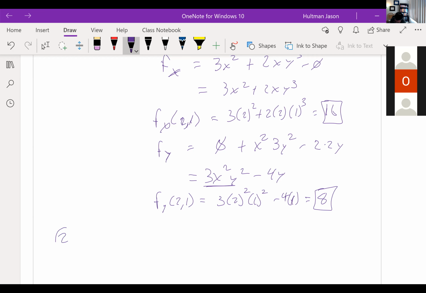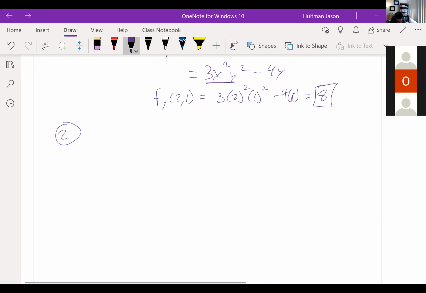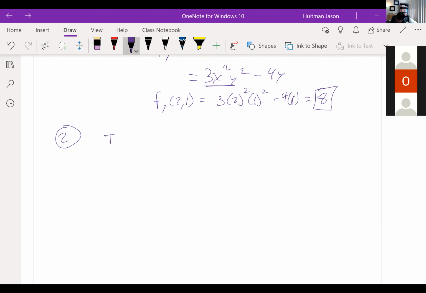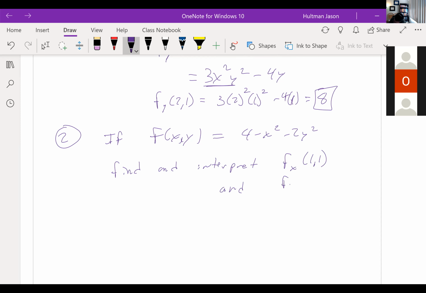Okay, number 2. If f of x, y equals 4 minus x squared minus 2y squared, find and interpret f sub x(1, 1) and f sub y(1, 1). Okay, what does this mean?